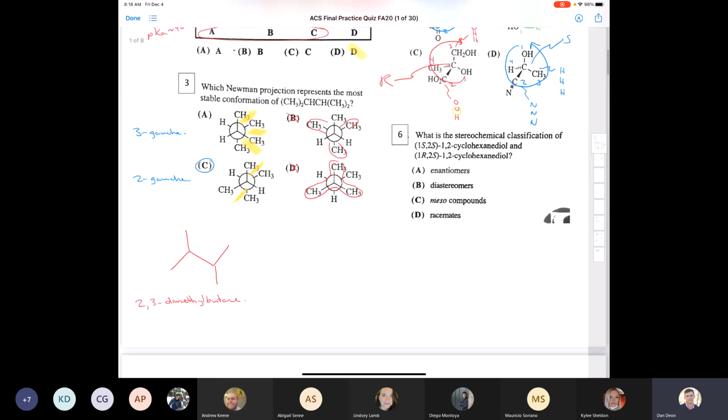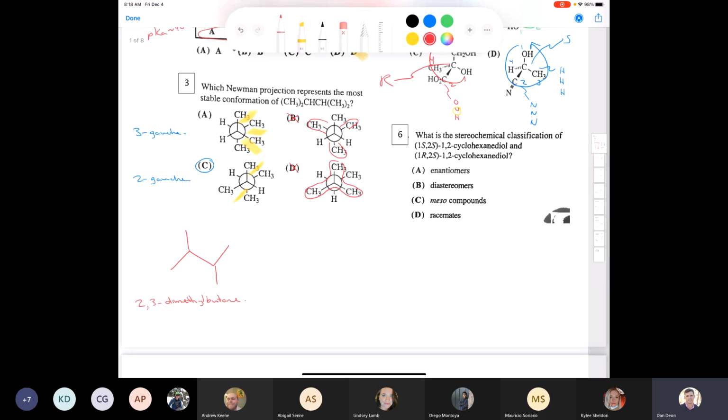Okay, number 6 is a little more practice with stereochemistry. This is nothing more than a definition. It says, what is the stereochemical classification of 1S,2S-cyclohexane diol and 1R,2S-cyclohexane diol? Well, you see that everything else is the same, right? They're both 1,2-cyclohexane diols, but one is 1S,2S and the other one is 1R,2S. And so they differ in their configuration at one stereocenter. Can anybody tell me which one of these would be the best definition?